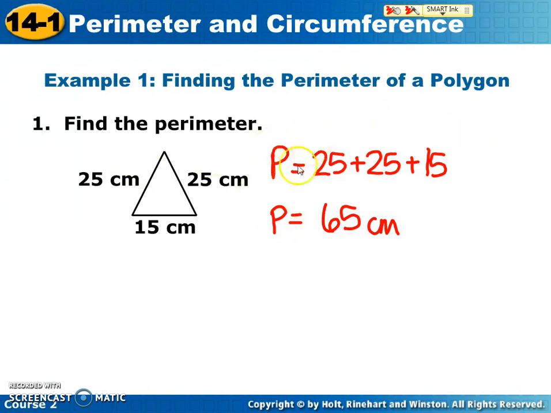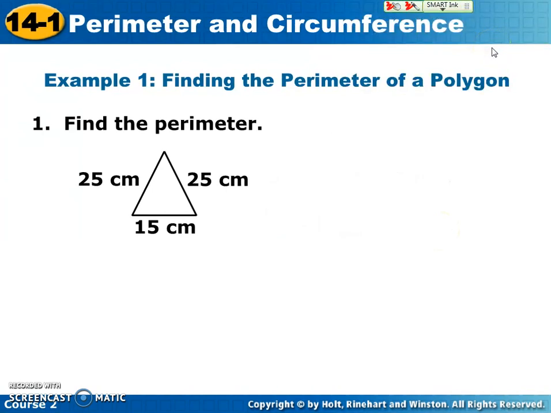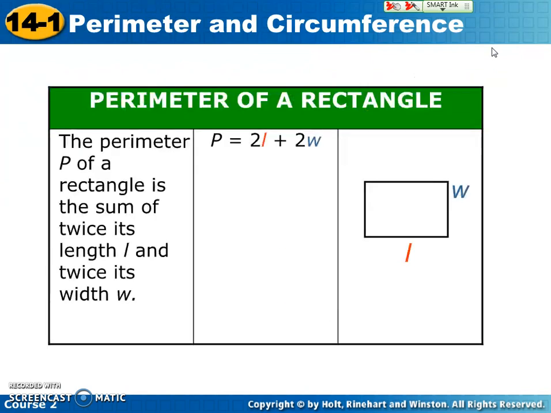Okay, so this is the work for perimeter that I expect on every single problem when you find perimeter. All right, let's go to the next one. I'm going to fast forward a little bit.